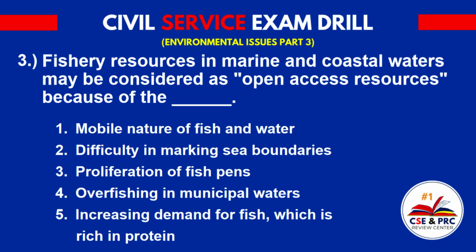Number 3, fishery resources in marine and coastal waters may be considered as open access resources because of the 1. Mobile nature of fish and water. 2. Difficulty in marking sea boundaries. 3. Proliferation of fish pens. 4. Overfishing in municipal waters. 5. Increasing demand for fish, which is rich in protein. The answer is 2. Difficulty in marking sea boundaries.